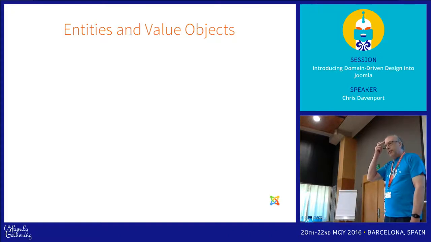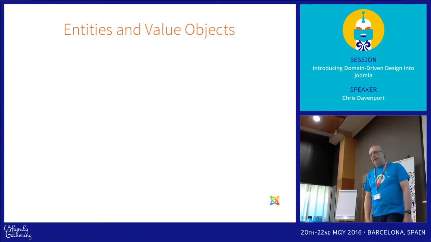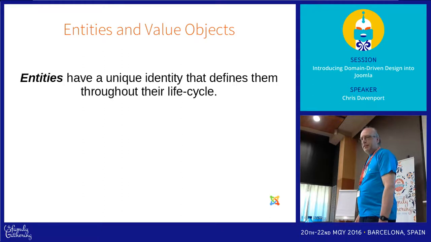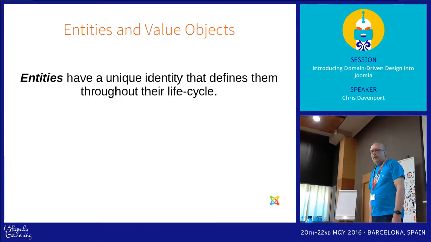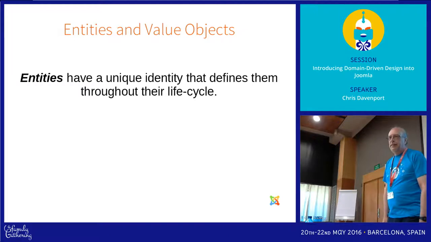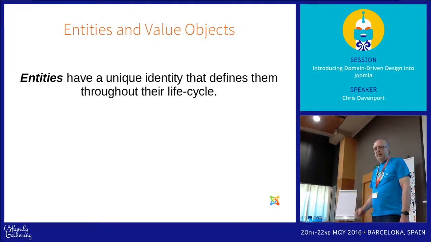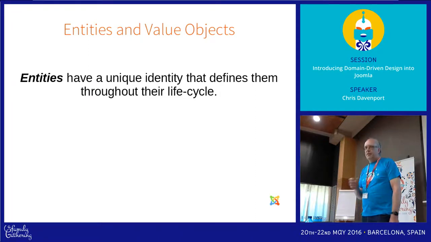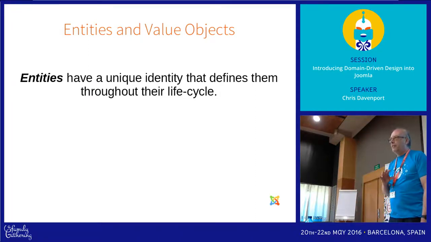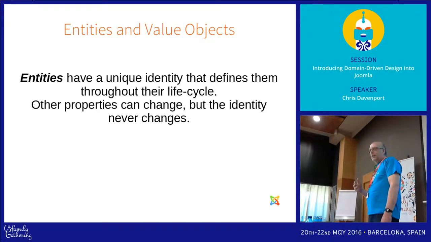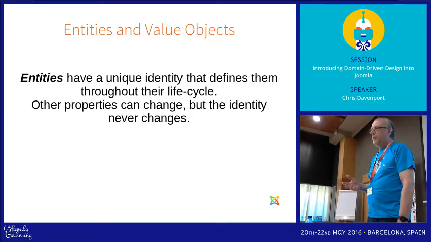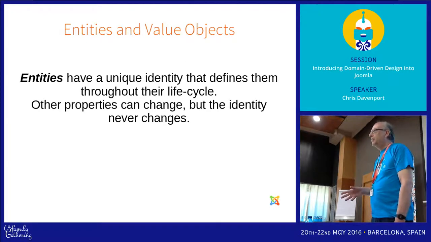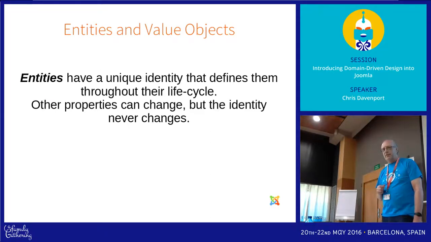To look at a few of these tactical things, the first one we'll look at is entities. And entities are pretty much what you would expect them to be. In DDD, they're defined as something that has a unique identity. So there's a thread of identity running through their entire life cycle. And the attributes, properties associated with the entity can change as much as you like. It doesn't matter as long as the identity doesn't change, because that's what makes the entity unique.